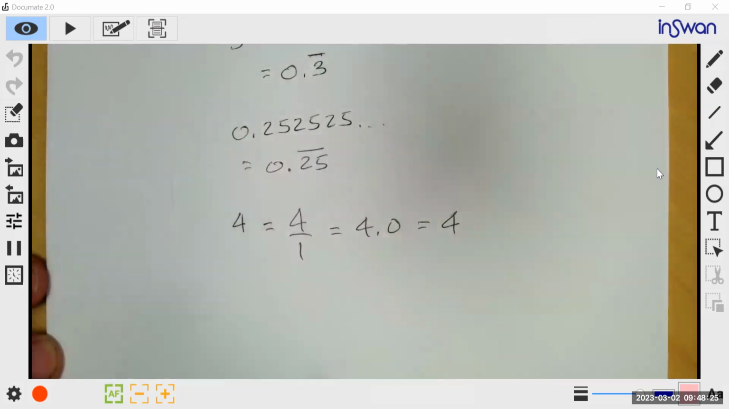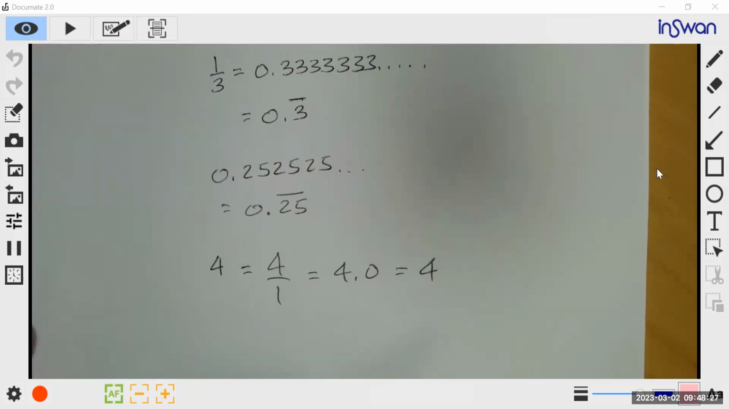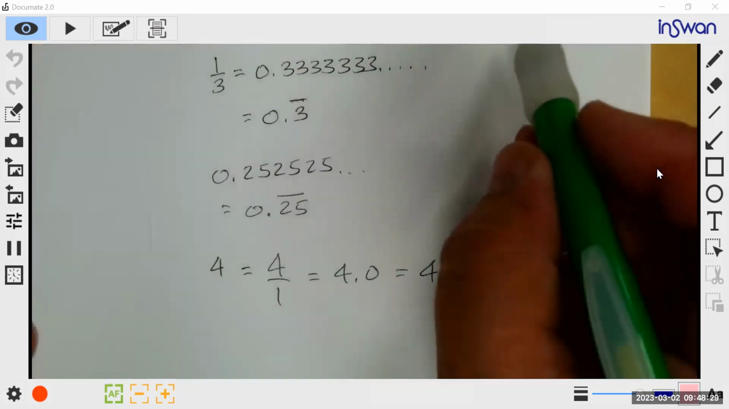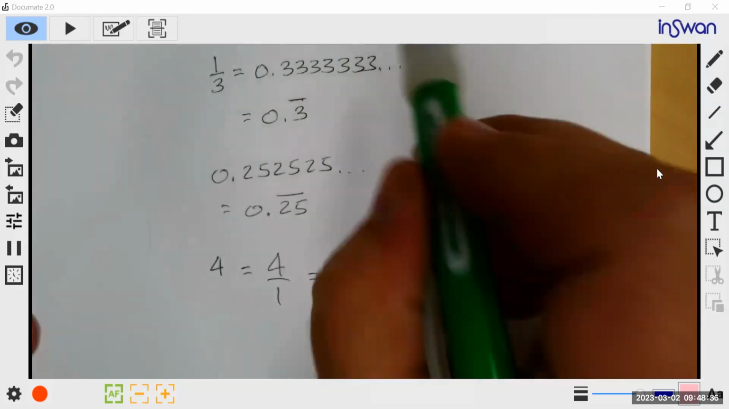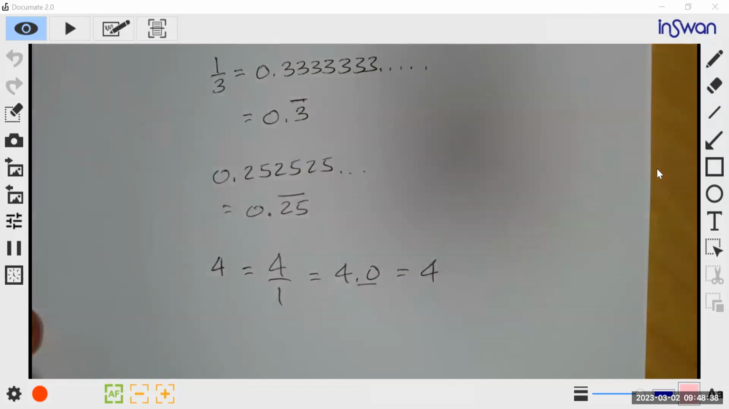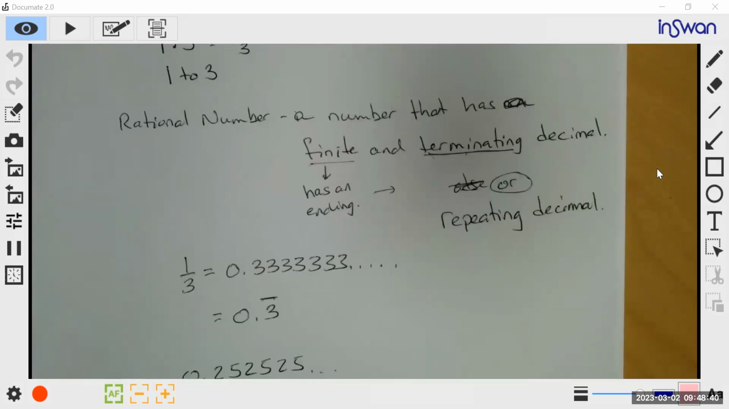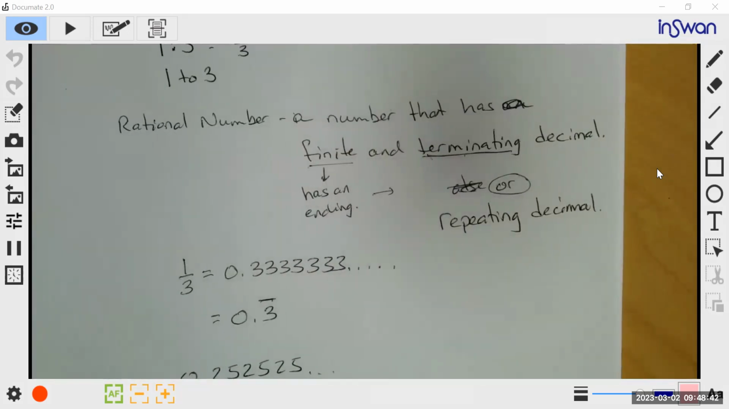how would 4.0 be? It's still a rational number because it's terminating. It ends. So it's either, yeah, it's the or statement. It's finite terminating or it's repeating.